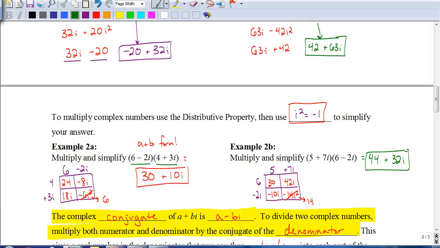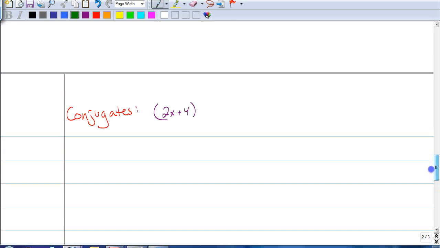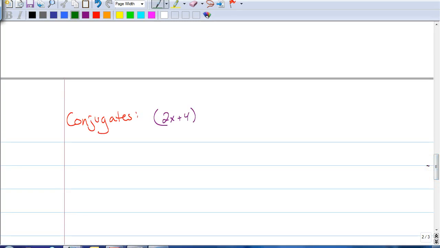Okay, before we go any further, we're going to talk about this idea of what a conjugate is. Let's say I have 2x plus 4. The conjugate of 2x plus 4 is 2x minus 4. Basically, what a conjugate is: the numbers stay the same, the 2x and the 4 stay the same, but the mathematical operation changes. So instead of 2x plus 4, it would be 2x minus 4.